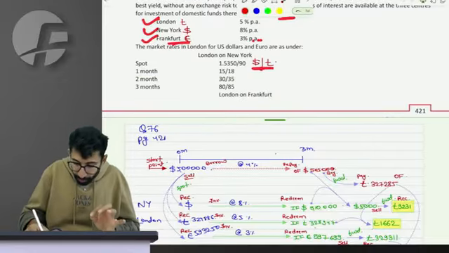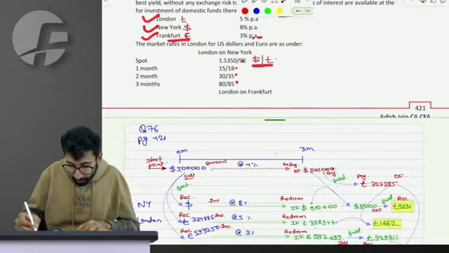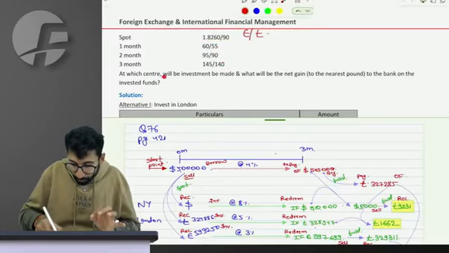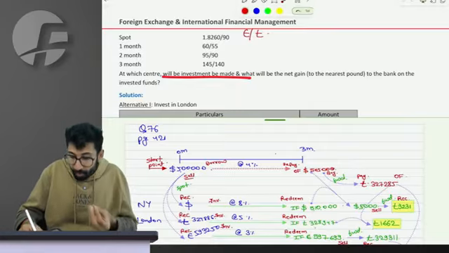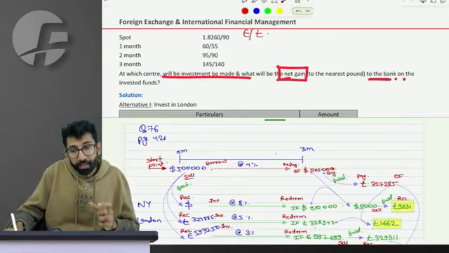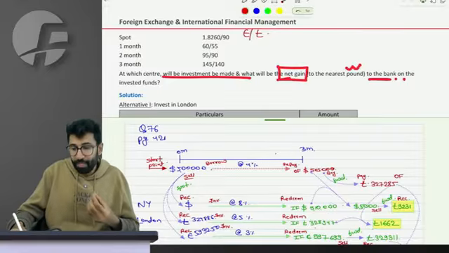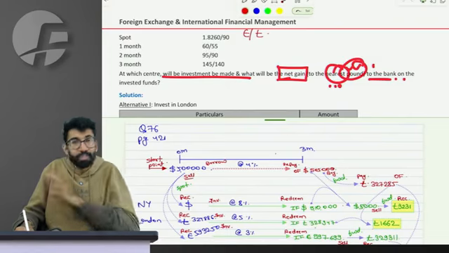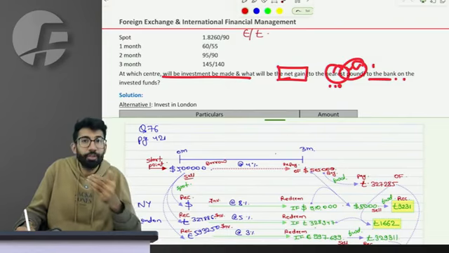The exchange rate of dollar per pound spot and forward is given, and euro per pound spot and forwards are given. They are asking where we should make the investment. Net gain we have to find out. Sir, what do they mean by net gain in terms of pound? In terms of pound, yes, but in terms of nearest pound, which means round off to the nearest pound, don't take it to the decimals.